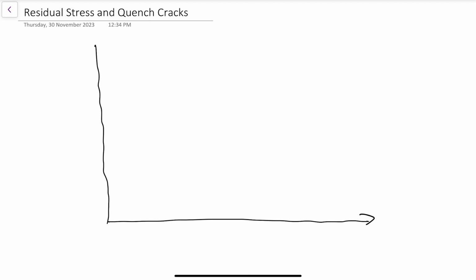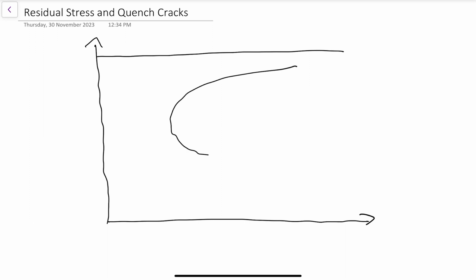In this video, we will discuss residual stress and quench cracks. So far we have discussed various heat treatment processes and the TTT diagram. Let us draw that once more. Here is the temperature axis, and you have the curves like this.